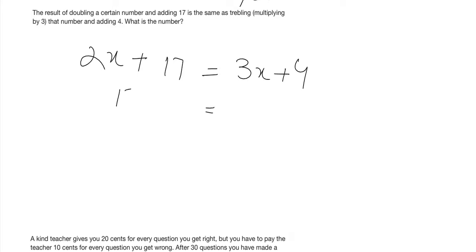The result of doubling a certain number and adding 17 is the same as trebling that number and adding 4. Let's take the certain number as x, then doubling it and adding 17 is the same as trebling that number and adding 4. Now we have to arrange the like terms. Rest is yours.